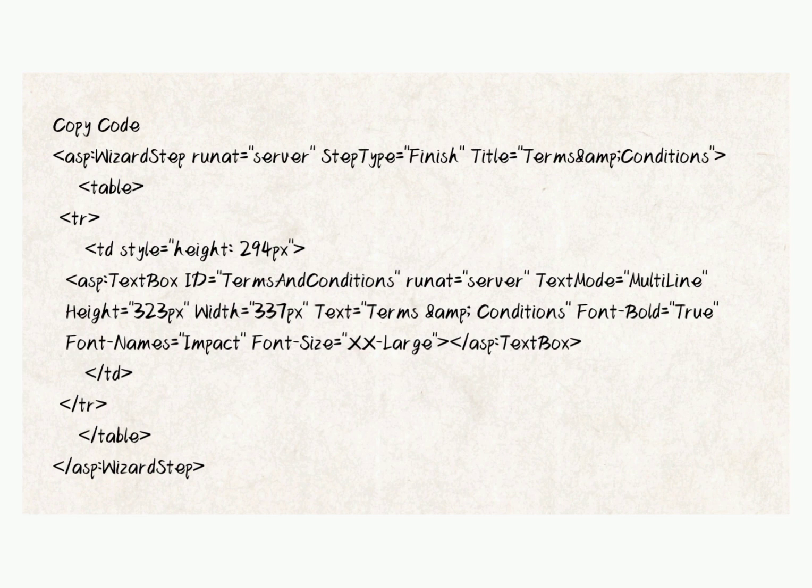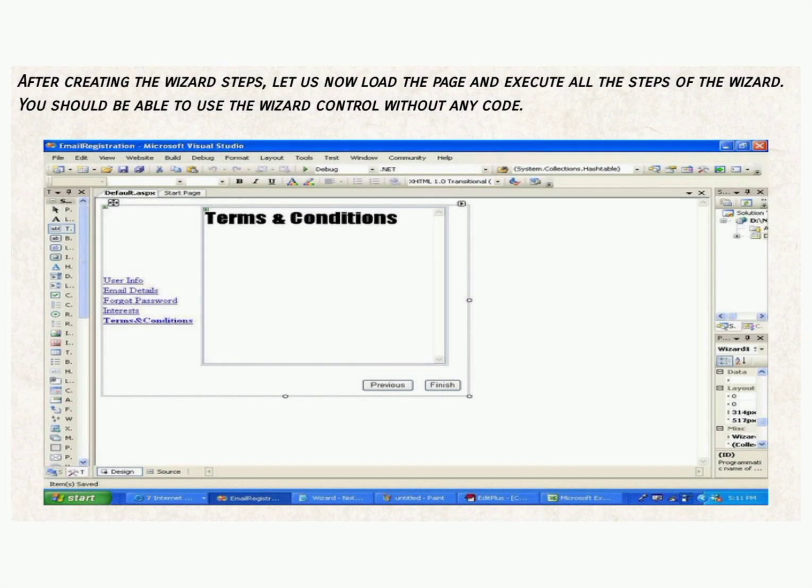Similarly, we will add controls for the last three steps. After creating the wizard steps, let us now load the page and execute all the steps of the wizard. You should be able to use the wizard control without any code.